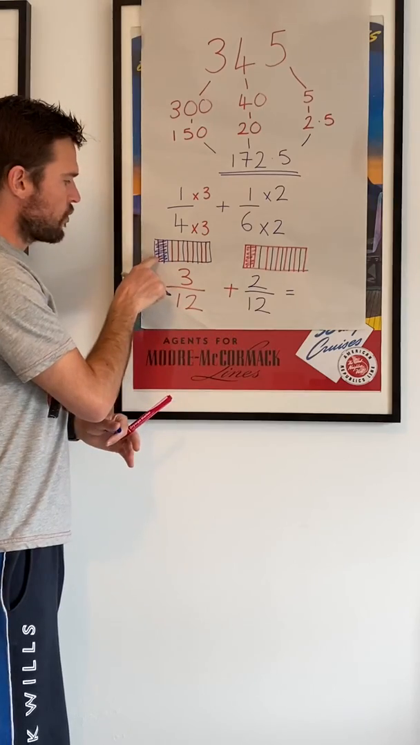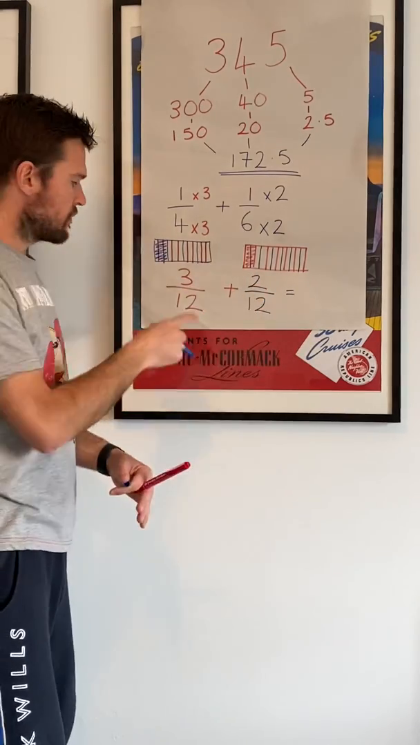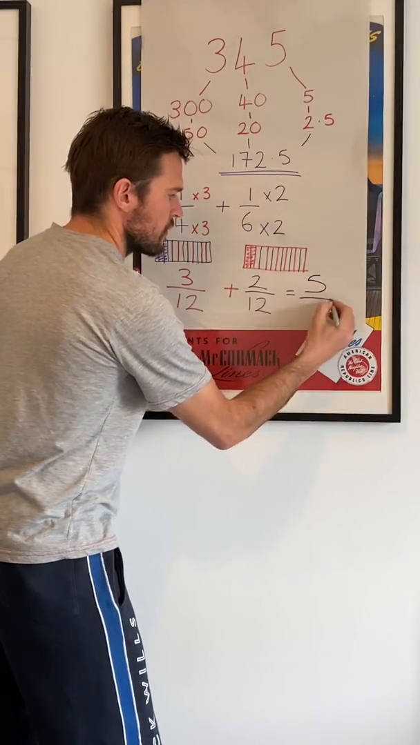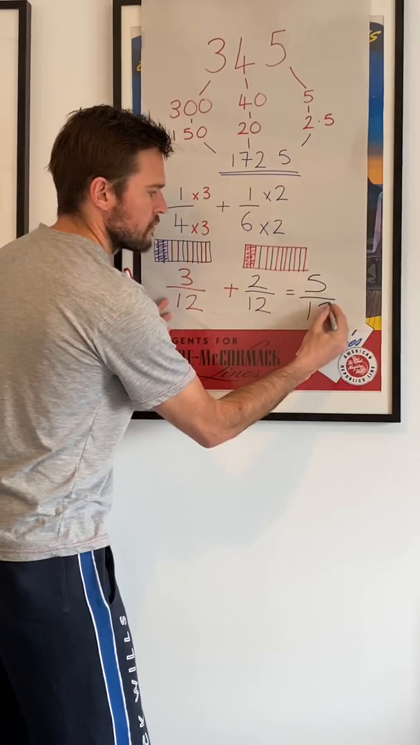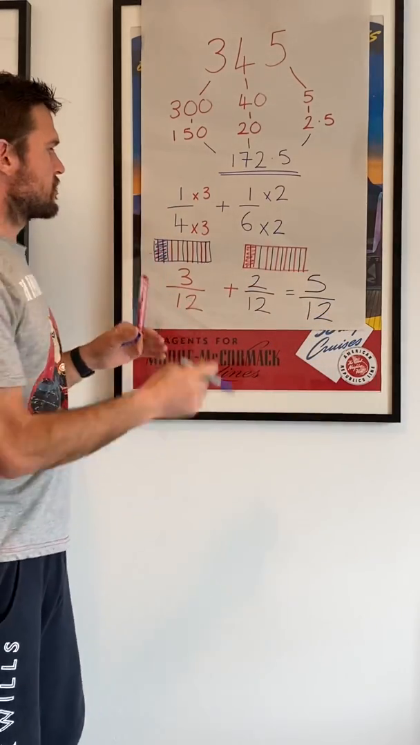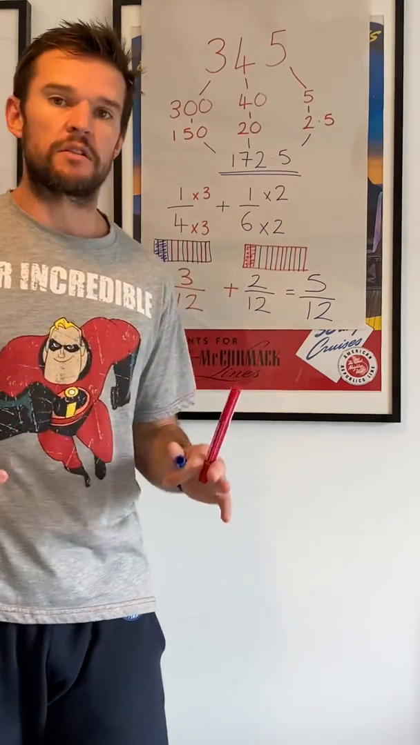So I should see I've got 1, 2, 3, 4, 5 12ths. 3 add 2 equals 5. They are 12ths. That's what we're talking about. This doesn't change. So our answer to 1/4 added to 1/6 is 5/12.